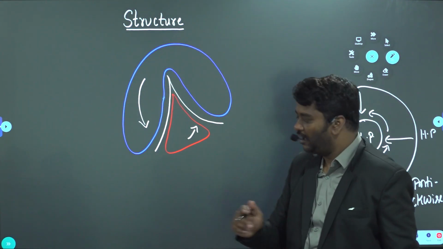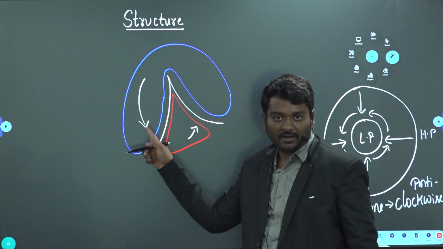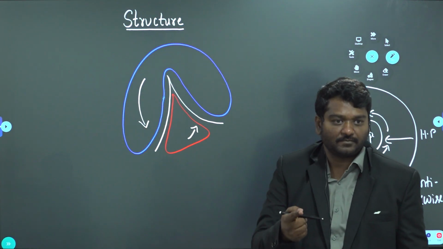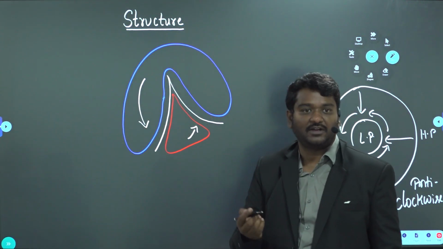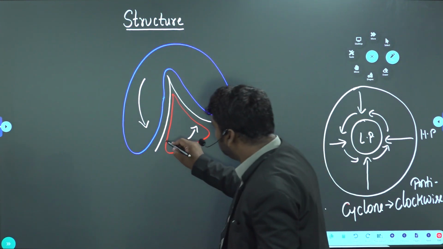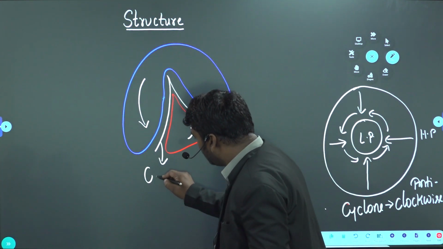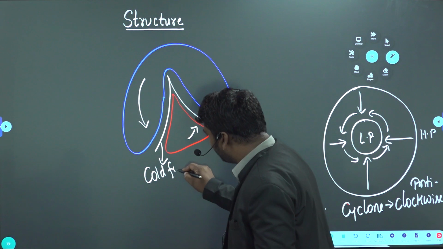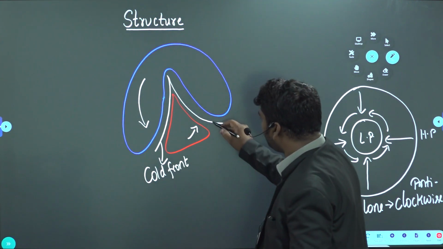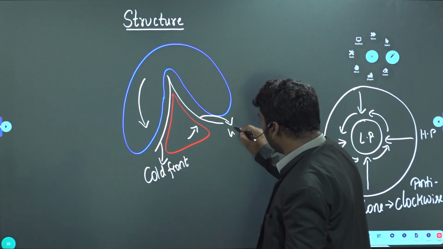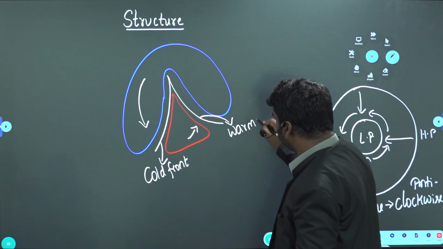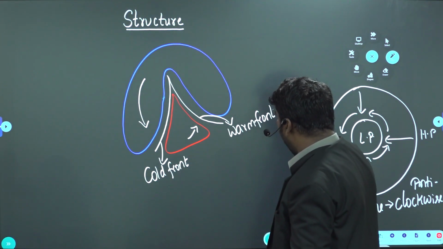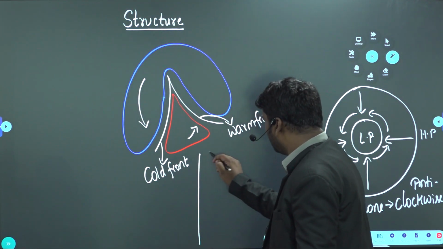See, cyclone anti-clockwise. Here you see, cold should come, warm should go. Now you only tell, if cold is coming, can I say cold front? If warm is going, we call it what? Warm front. So this part, what will be there? Cold front. This part, what will be there? Warm front. Now, what was the question?